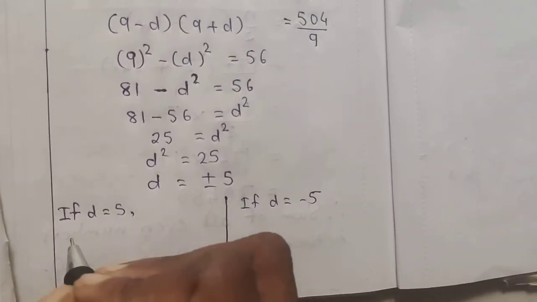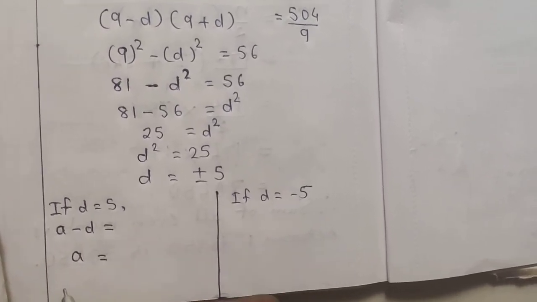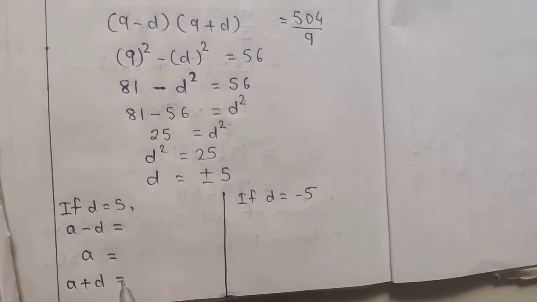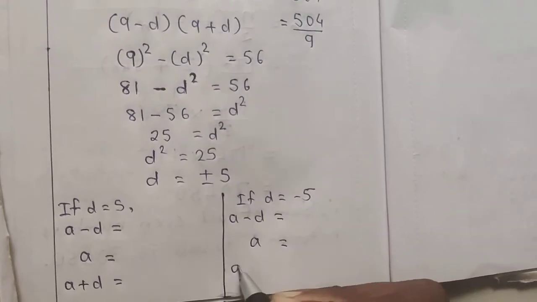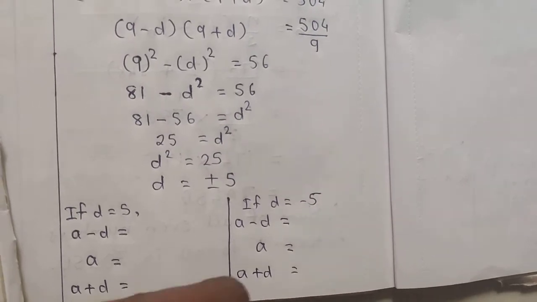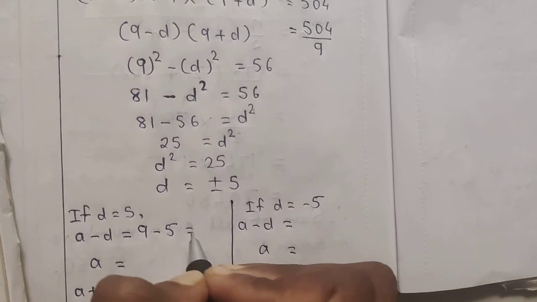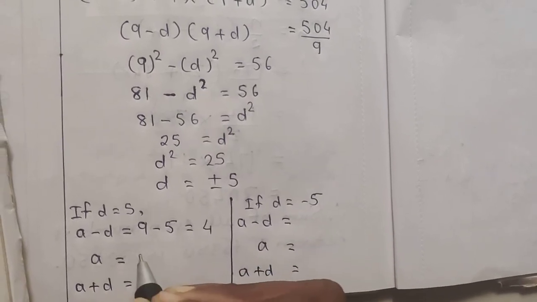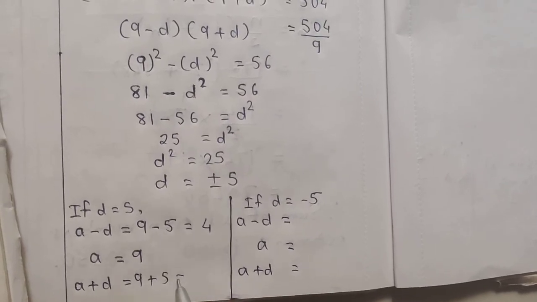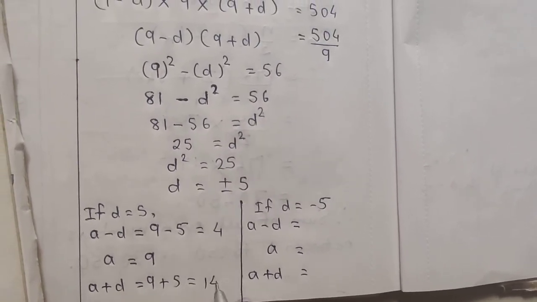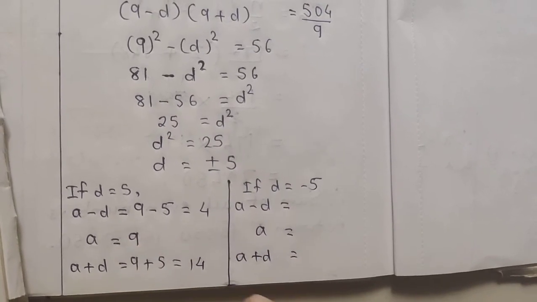Okay, and we want to find out all the three terms, that is a minus d, a and a plus d. Here also we are going to find out a minus d, a and a plus d. So let us do that. What is a value? 9. So this becomes 9 minus 5, 4. Here directly we are having a value 9. Here 9 plus 5, 9 plus 5 is 14. Okay, so our terms are 4, 9 and 14.